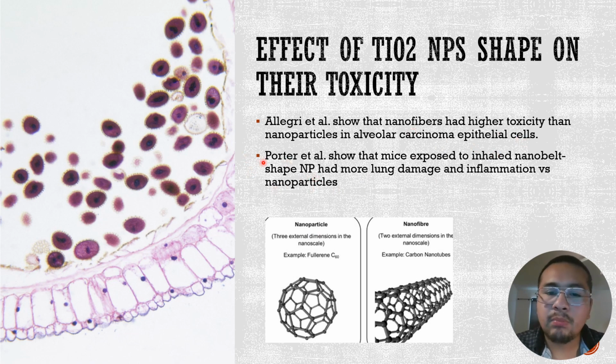Now, another scientist, Porter et al., showed that mice exposed to inhaled nanobelt-shaped nanoparticles had more lung damage and inflammation versus nanoparticles. So belts also look kind of like this. The scientists showed that mice that inhaled these nanobelts were more toxic as opposed to the nanoparticles. And the industries choose the shape they want to make, because different shapes are going to have different properties.